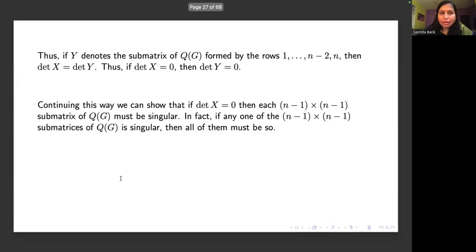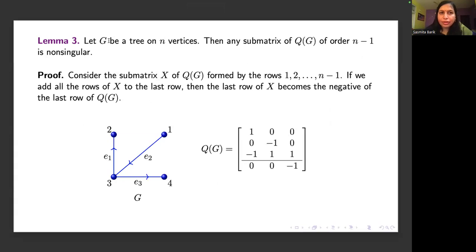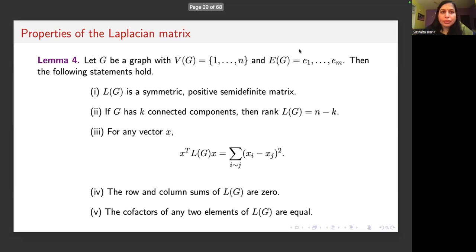Okay, so for a tree on n vertices, any submatrix of Q_G of size n minus 1 must be non-singular. Now, what we observed for the Laplacian matrix, I can conclude using our Q_G. The first thing we observed is that L_G must be symmetric and positive semi-definite. That came from using Q_G, and it can also be concluded if we prove this.